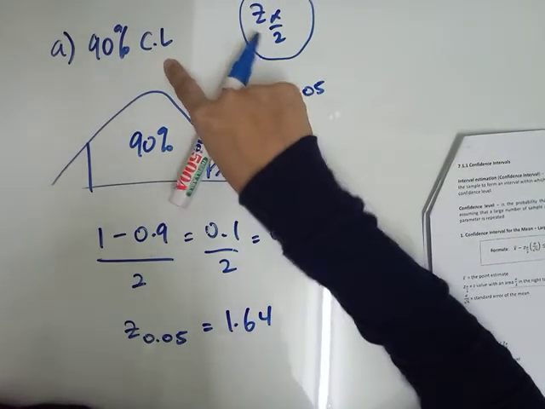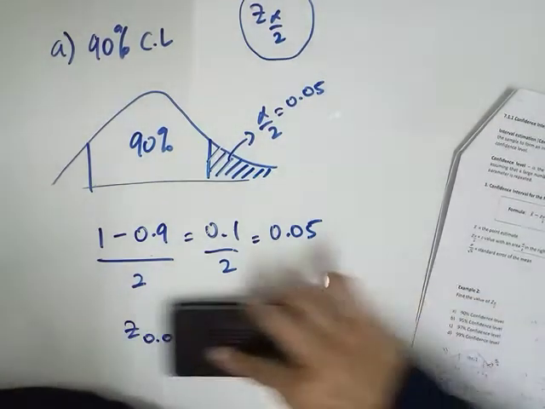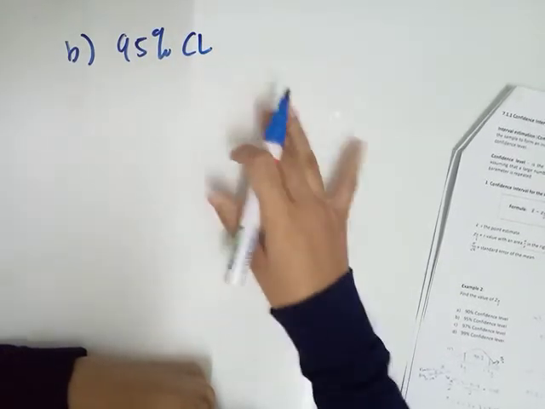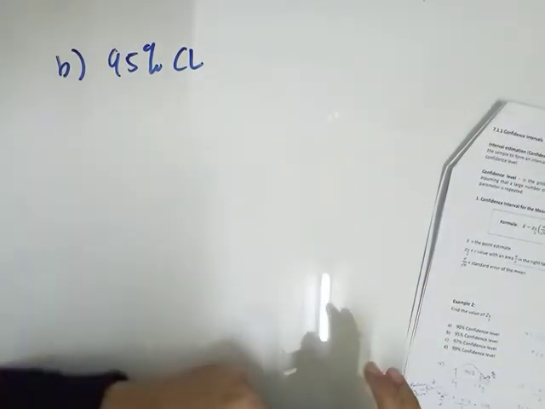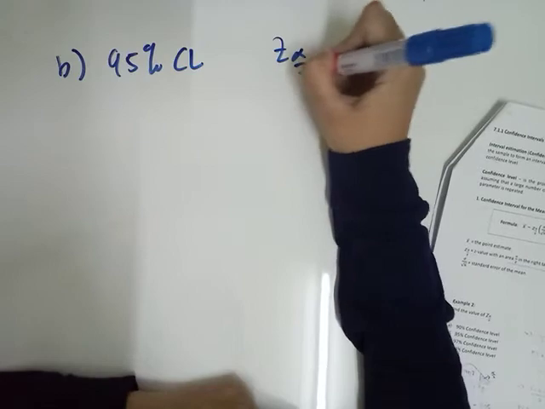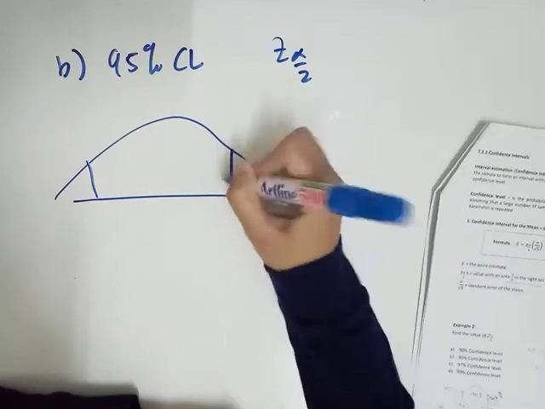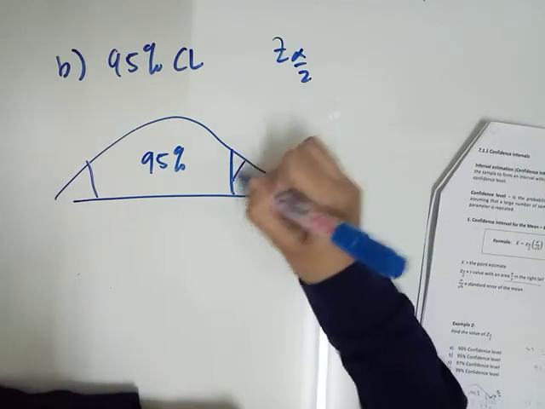What about part B? Let's say it is given a 95% confidence level. So we need to find the z value alpha over 2. We need to draw the graph. 95% is here, let's say. So we need to find the area in the right tail.